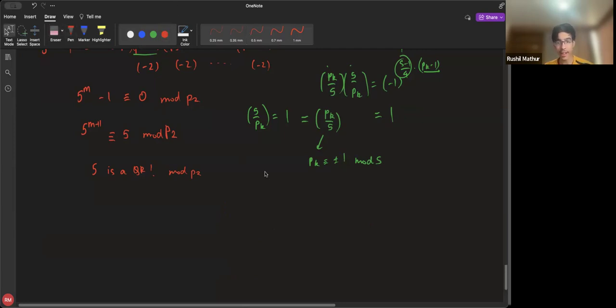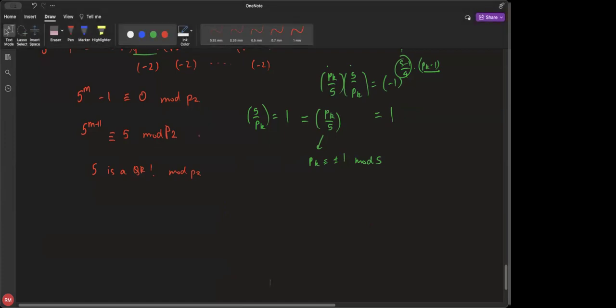Some questions on chat. I'll just check. What's the source of this problem? Some Taiwan TST. That is indeed true. I'll just tell you the exact source.